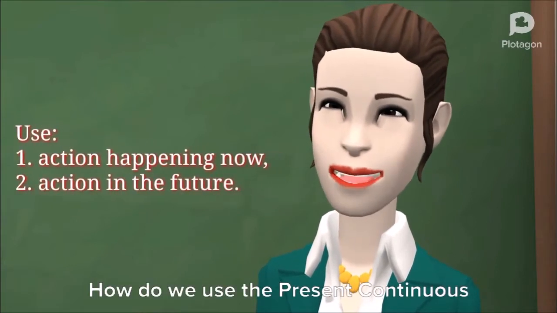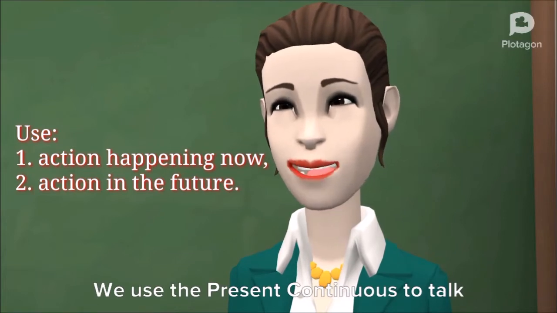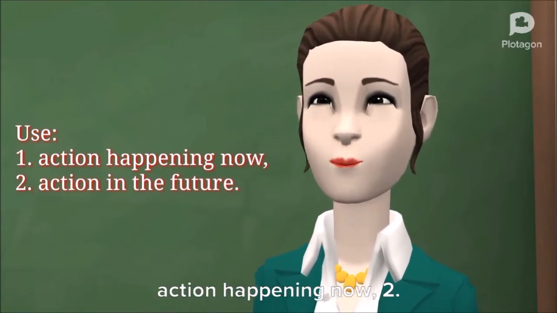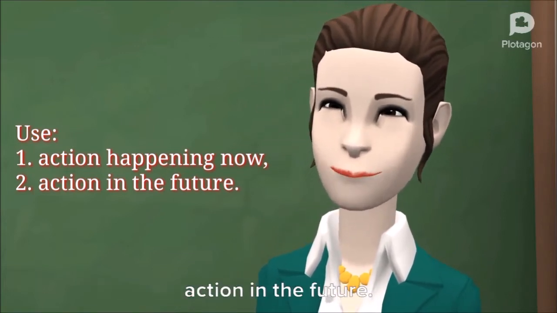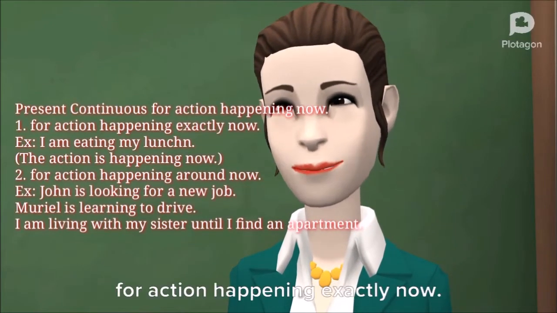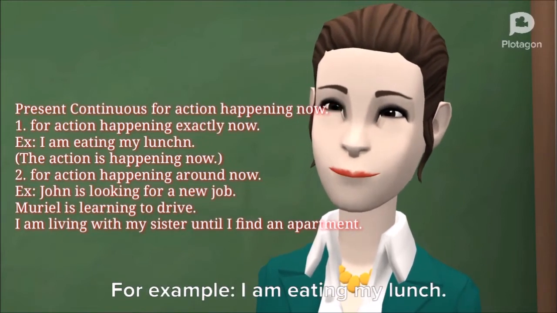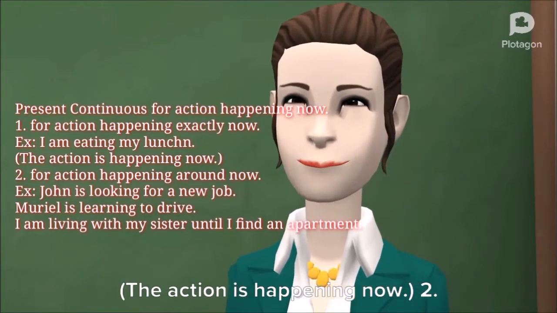How do we use the present continuous tense? We use the present continuous to talk about 1. Action happening now, 2. Action in the future. Present continuous for action happening now. 1. For action happening exactly now. For example, I am eating my lunch. The action is happening now.